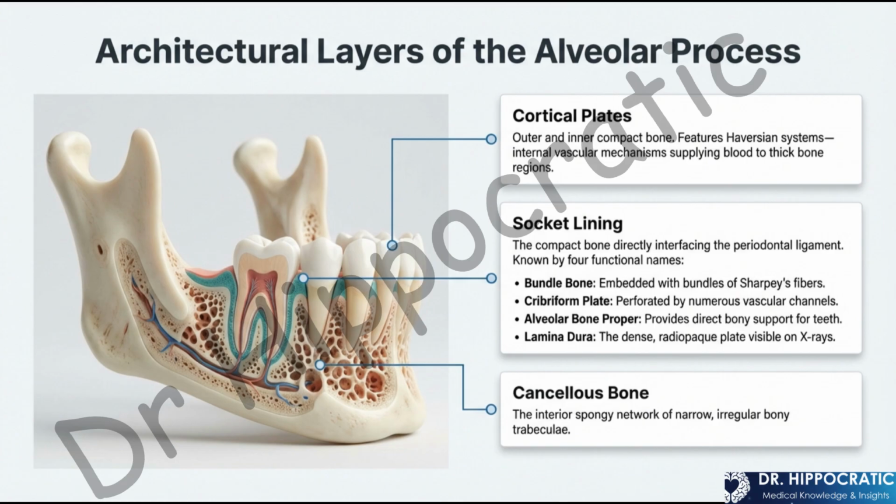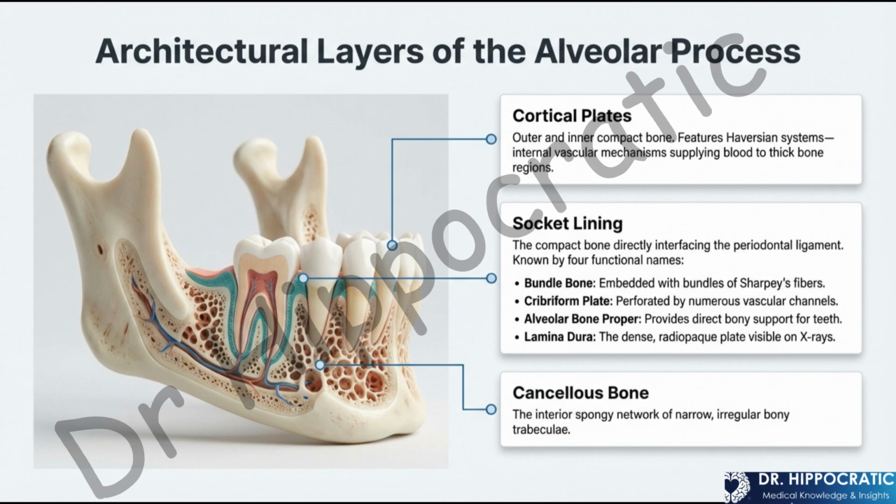Exactly. The outer layer of your jaw consists of cortical plates. This is dense, compact bone. Think of it as the hard armor on the outside. Okay, and it features those internal vascular highways. Right, the diversion systems that pump blood into the thickest regions. So that's the hard outer shell. But the inside is what looks spongy here.